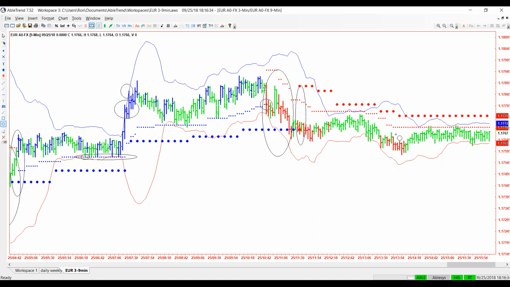Gotta love it. Now, it just went sideways for about an hour, actually 2 hours. But we stayed in the trade. There's the key. When everybody else is getting out too early and missing out on profit, April trend stays in the trade. You have the red dots above.